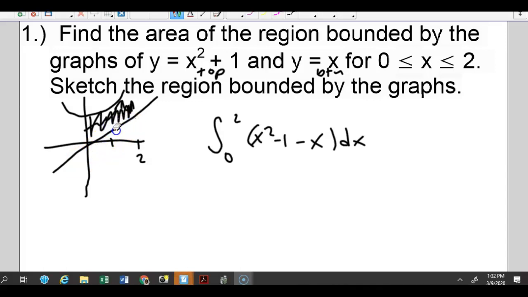Yes, ma'am. Because we're using both of these, you're going to use both of them. This is a matter of which one. The top one goes first. The second one is the subtraction. So it's top minus the bottom. Oh, plus 1, thank you. I'm sorry, x squared plus 1.